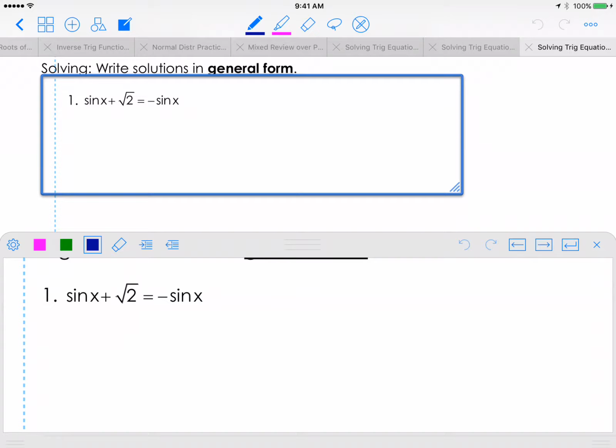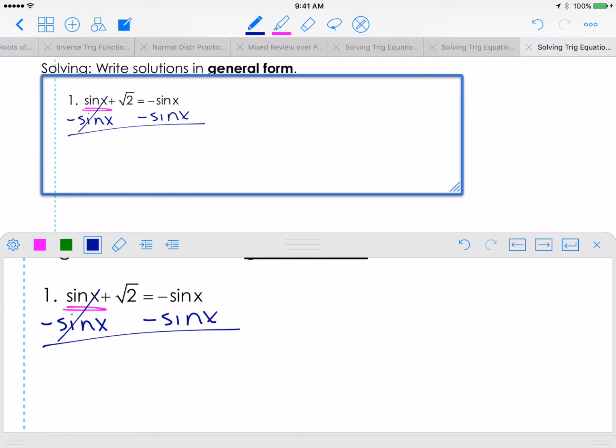Sine x plus square root of 2 equals negative sine x. Remember from yesterday, we are getting this where x is by itself so we can find out what theta is. So to do that, what would you think you would do first? Well, my first thought is let's do something with this sine x. We need to get all of our x's to one side. So to do that, we would have to subtract sine x from both sides.